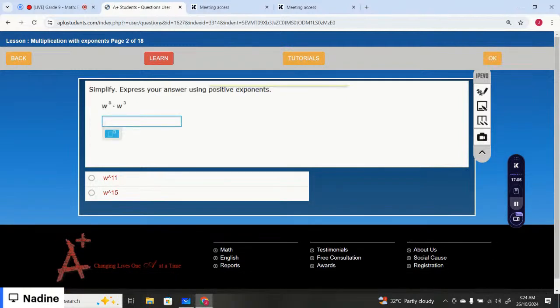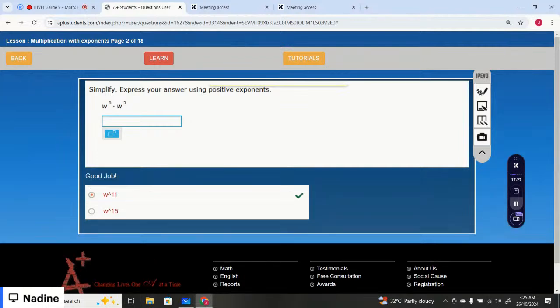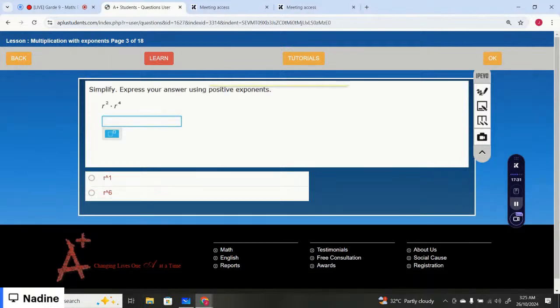Okay, simplify w exponent 8 times w exponent 3, which is the correct option. That is w exponent 11. Option number 1 is the correct option. Simplify r exponent 2 times r exponent 4, which is the correct option.